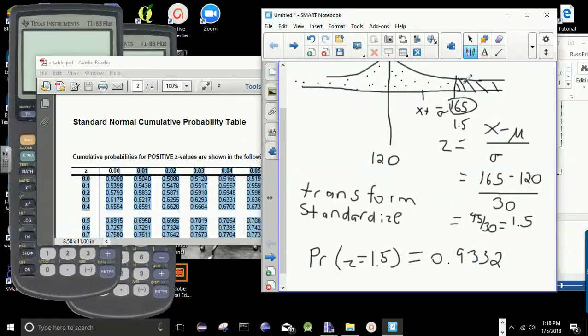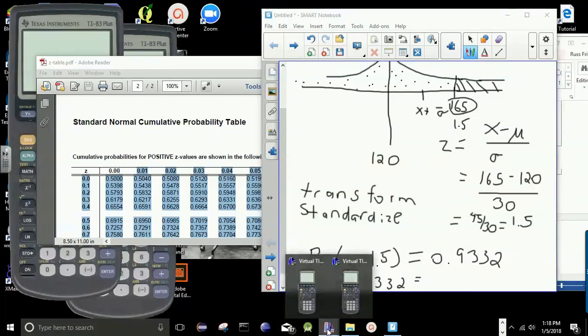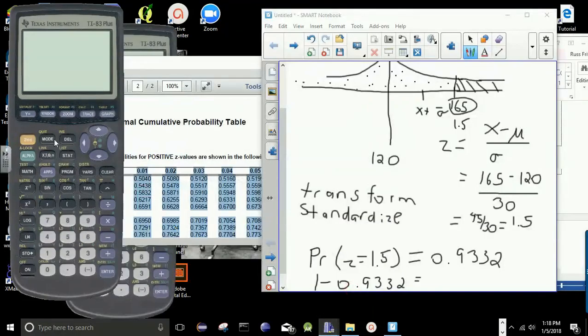Okay, so we want the area of the hashed region. To get the area of the hashed region, recall that the area under the total curve is 1. So if we subtract off 0.9332, what do we get? I'm not good at math either, so I'm going to use my calculator. 1 minus 0.9332, and I get 0.0668. Okay.